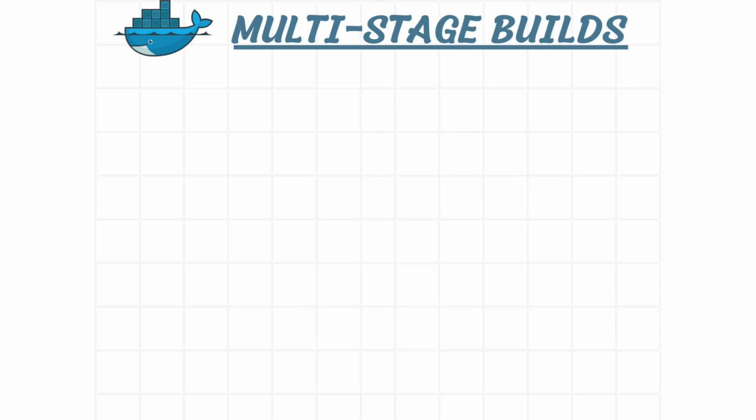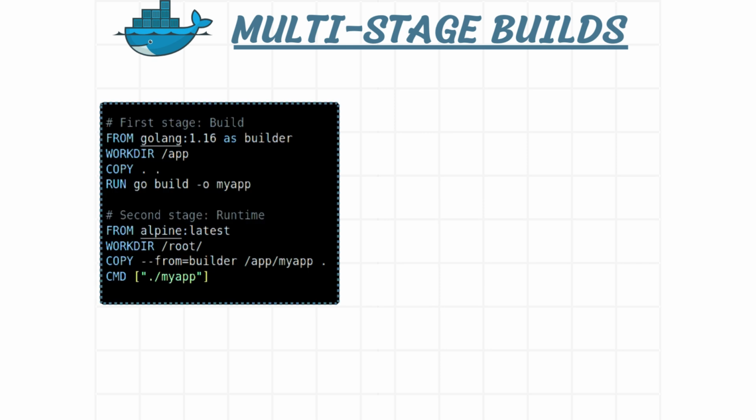Here's an example. In this Dockerfile, we have two stages. 1. Build stage, using the Golang 1.16 image, which contains all the necessary tools for building a Go application. We copy our code into this environment and compile it. 2. Runtime stage, switching to a minimal Alpine latest image, we copy the compiled application from the build stage using COPY --from=builder. This results in a final image that includes only the compiled binary and none of the build tools.